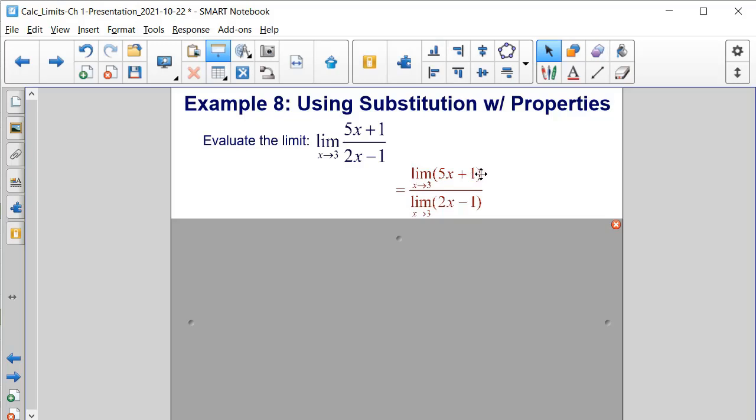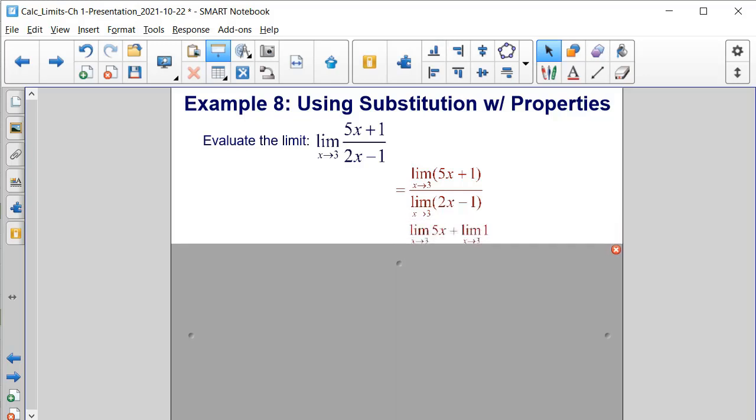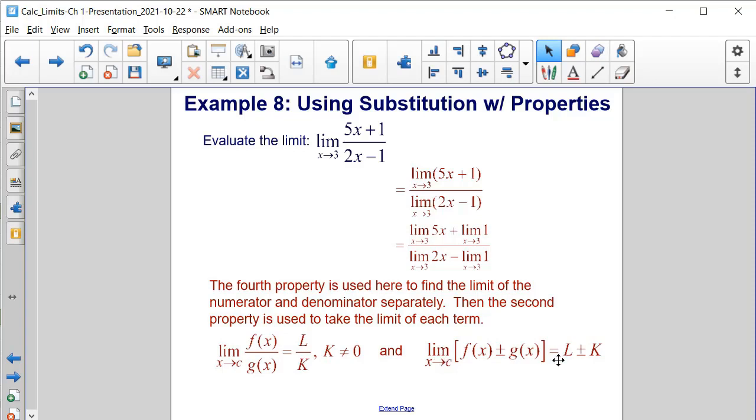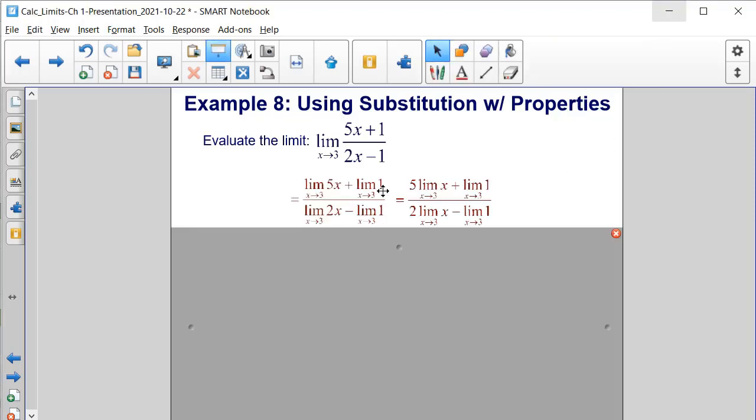Next, we can take the limit of each term in the numerator and each term in the denominator using the second property, which is the limits of addition and subtraction. In other words, these two properties. The next property being shown from here to here is the first property, which is used to move each scalar multiple to the front. So we can put the 5 in front of the limit of x as x approaches 3, and we can put the 2 in front of the limit of x as x approaches 3 in the denominator.